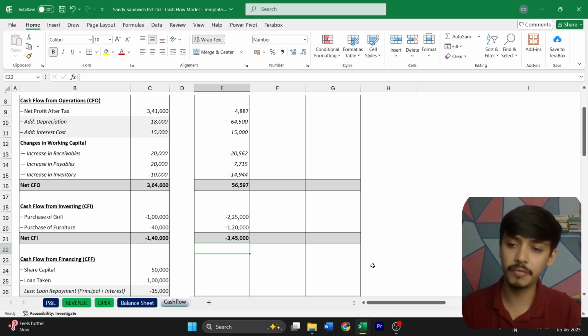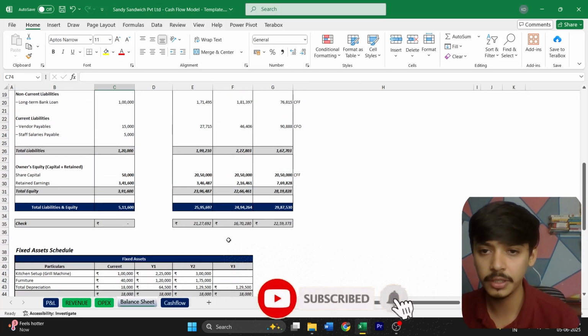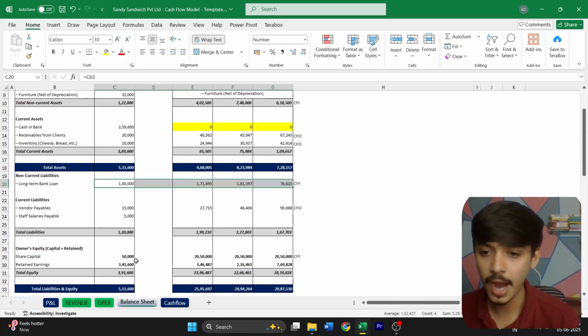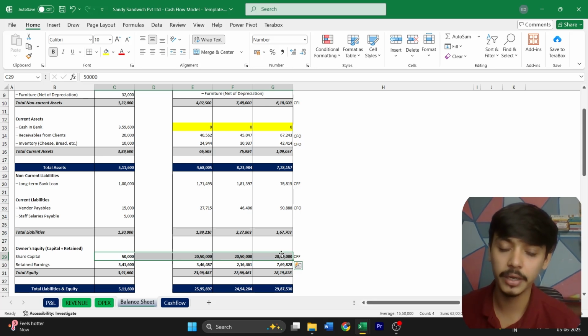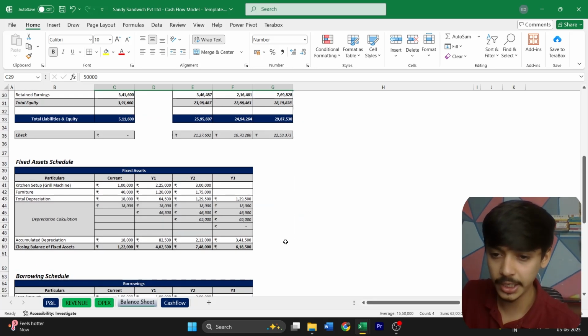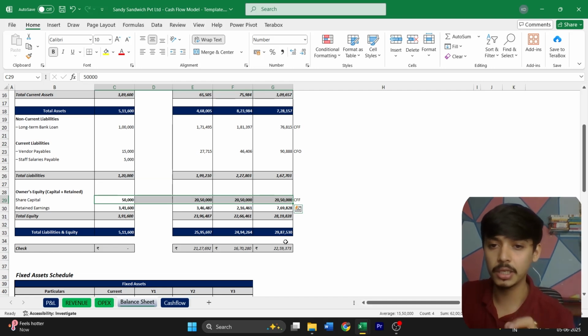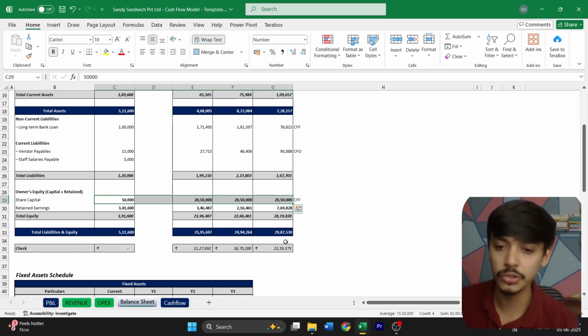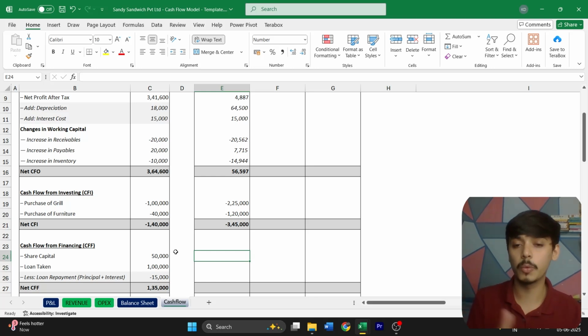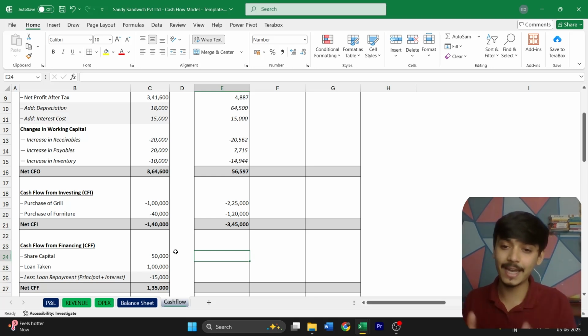Next, we are left with the final element, which is cash flow from financing. So when we look at the balance sheet, we have two elements for CFF, that is the long term loan account and the share capital, which we will plug into our cash flow statement. For the loan amount, we are going to use our borrowing schedule, but we will start with share capital, which we can easily take from the balance sheet. The first amount is share capital, where we have now raised 20 lakhs in funding. So that entire equity amount is going to come into the bank account. We will add 20 lakhs to the cash flow statement.